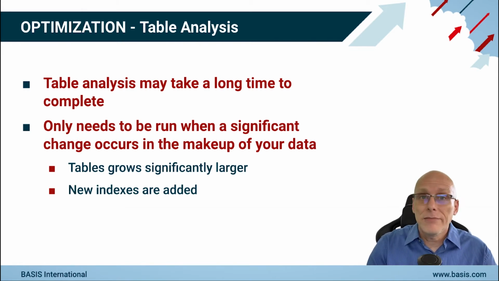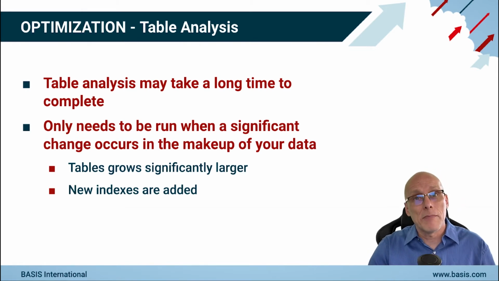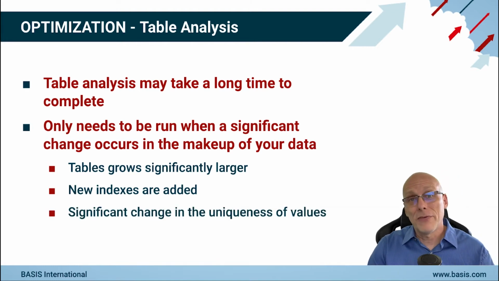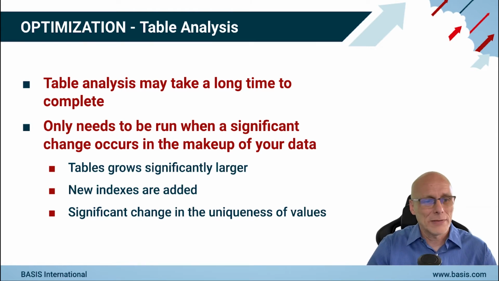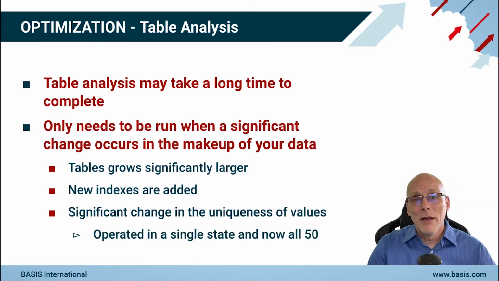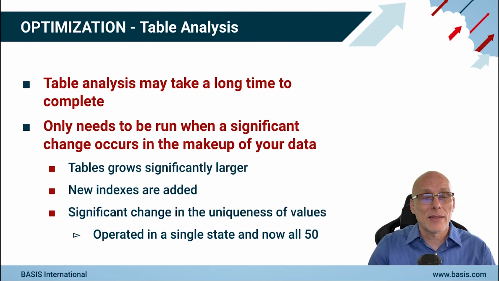If a new index is added, you definitely want to run it again so that new index can be factored into the equation. Because if you don't run it again, then that new index will be ignored by the optimization strategies. Or a significant change in the uniqueness of values occurs. Something like this would be if you used to operate in a single state, now you're in all 50 states. Well, now the makeup of the state column is going to be different, right? It used to be that every value was New Mexico, and now there are 50 different values in there. And so it's no longer just a single value, which means it's actually more useful in optimization.